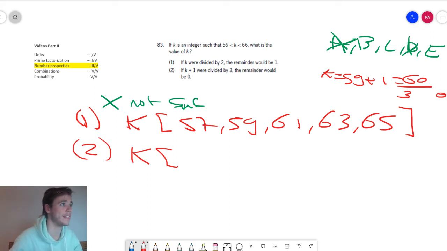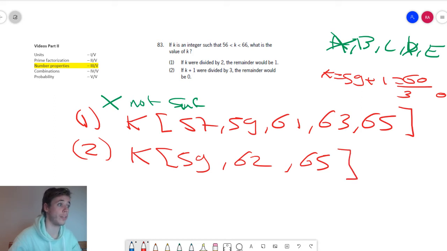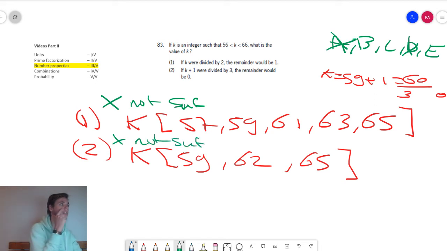So k is 59, 62, and 65. That's still possible because k has to be smaller than 66. So okay, here we get like 3 possible values, and that's of course also not sufficient to answer this question. So statement 2 alone is also not sufficient.